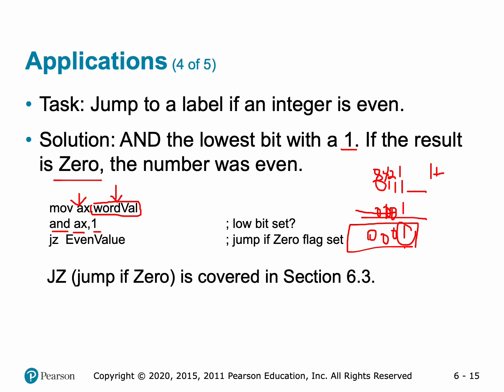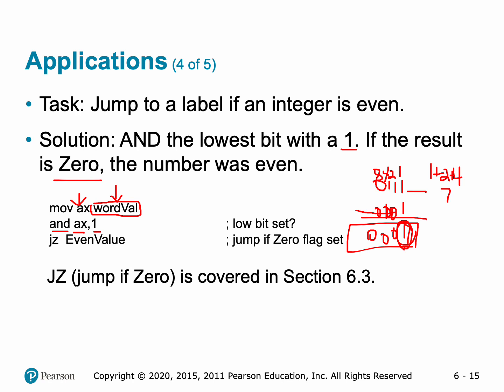2 times 1 is 2. 4 times 1 is 4. So I'm going to add these three numbers. 4 plus 2 is 6, plus 1 is 7. Well, 7 is not an even number, and that's why I got a 1 right here.